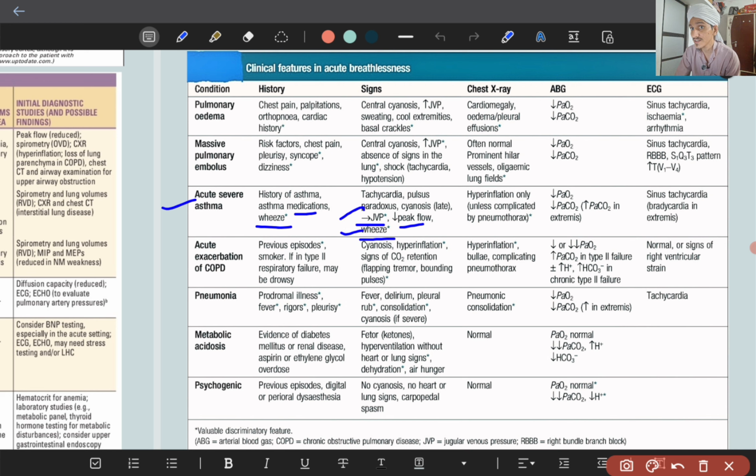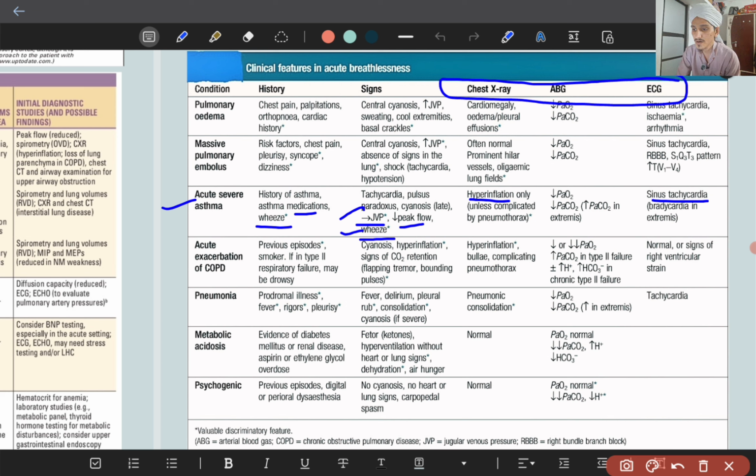So the discriminating feature is normal JVP with wheeze. Wheeze is also seen in cardiac asthma, but here the JVP is normal and there is wheeze, so it is asthma. On chest X-ray, you will have hyperinflation unless it is complicated by pneumothorax, and sinus tachycardia in ECG. So these three are the main investigations in acute causes of breathlessness.